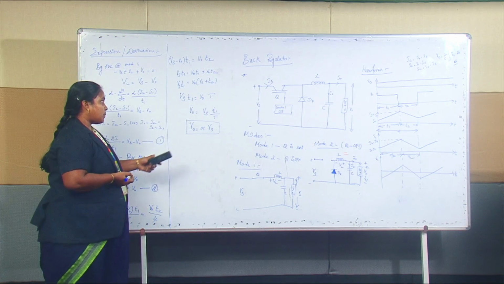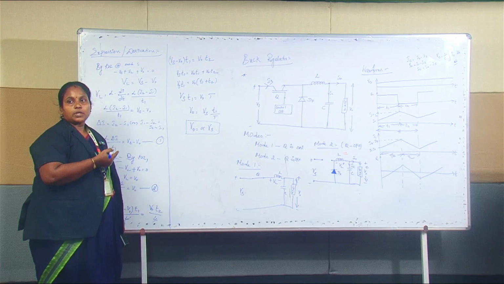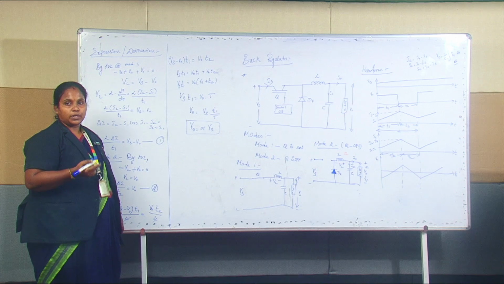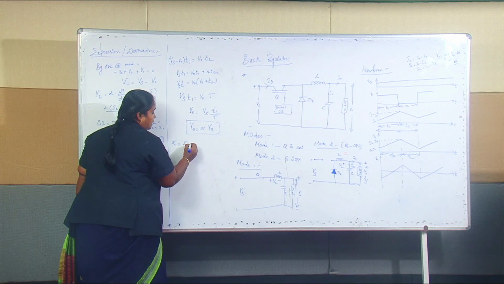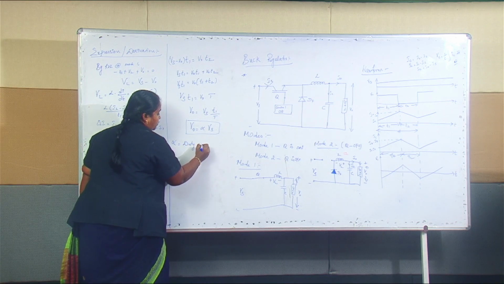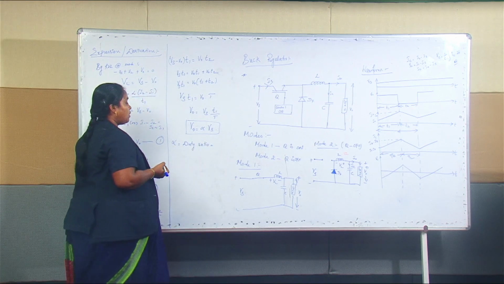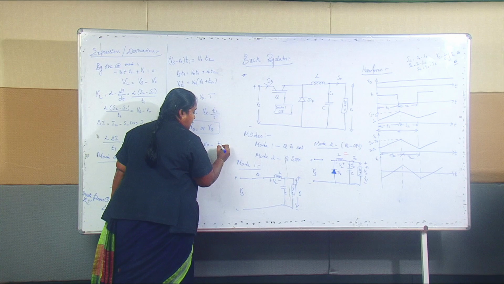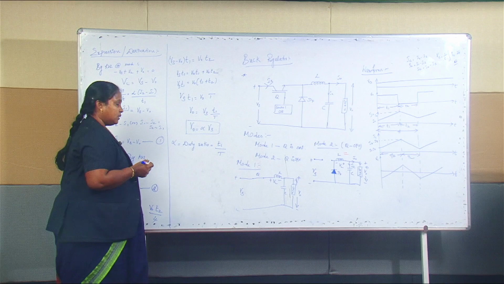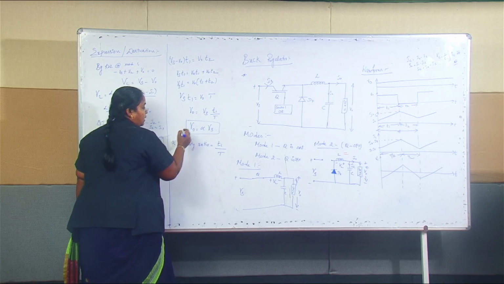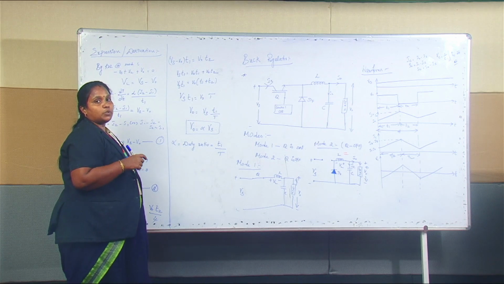So for a buck regulator, your V naught is equal to alpha into Vs. So what is alpha here? Alpha is nothing but the duty ratio. It is defined as the ratio of the total turn on time period to the total time period. So alpha is T1 by T. And so we have found the expression for the first parameter, which is the output voltage.